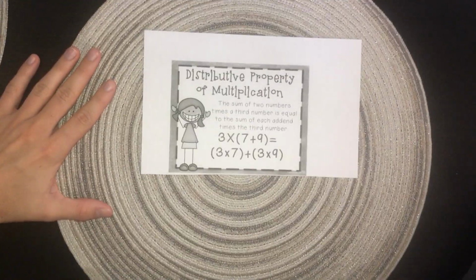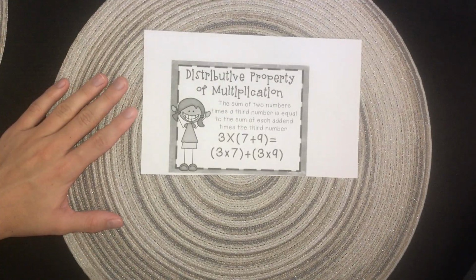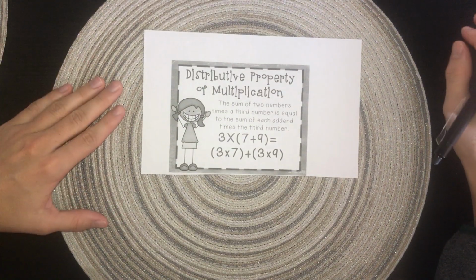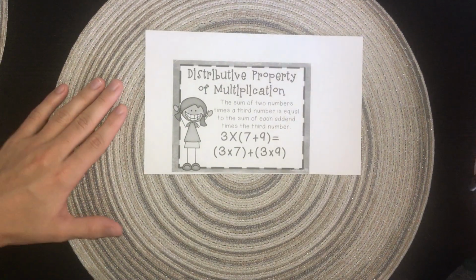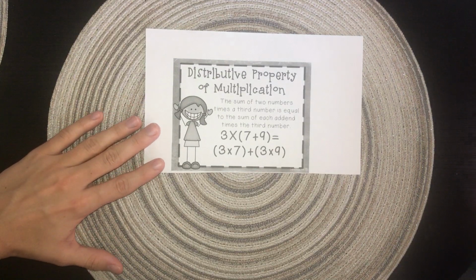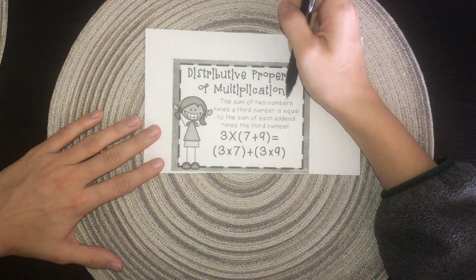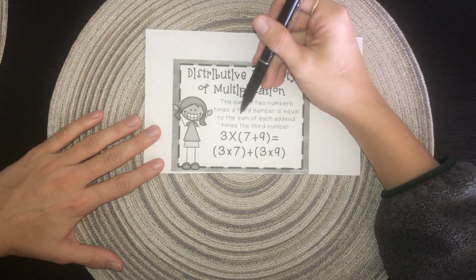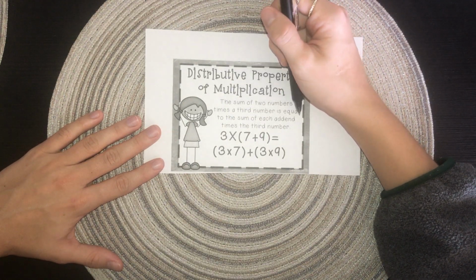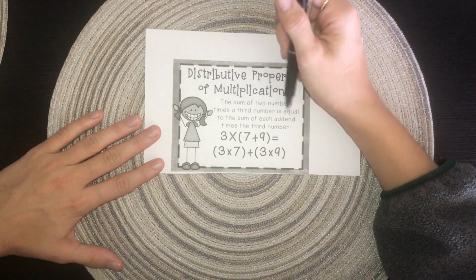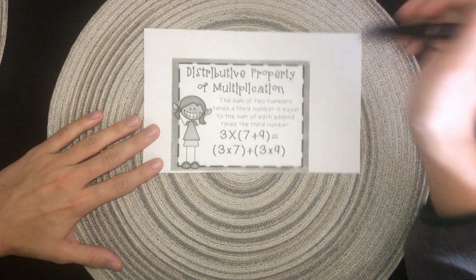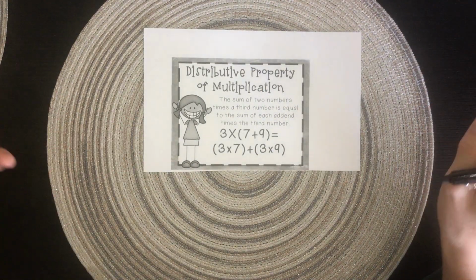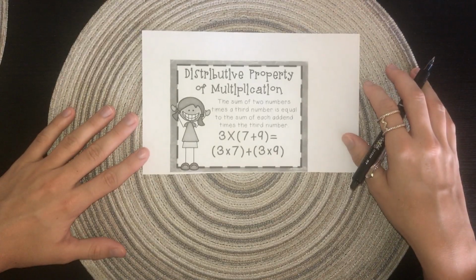All right, and our last and final property is the distributive property. So this is the one that you will really focus on all day Thursday. And this is basically just saying that the sum of two numbers times a third number is equal to the sum of each addend times the third number. So that's kind of a whole little jumble of words.